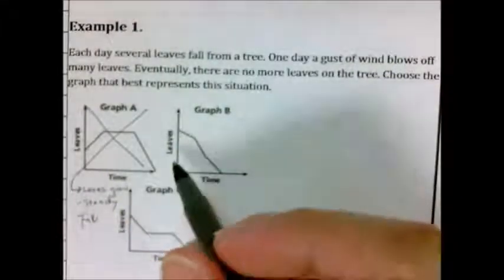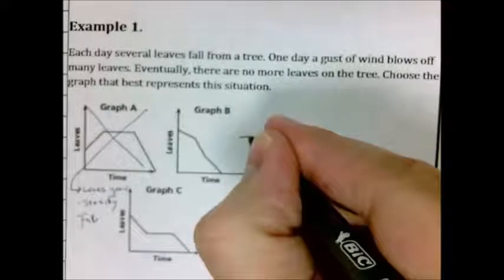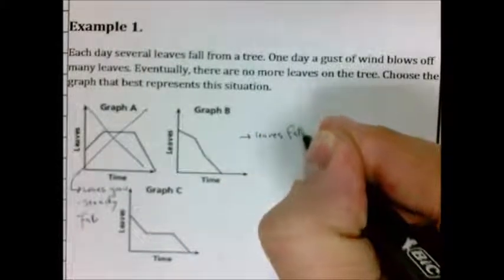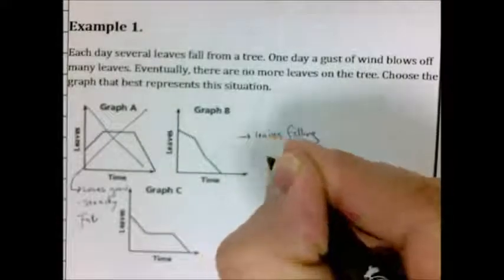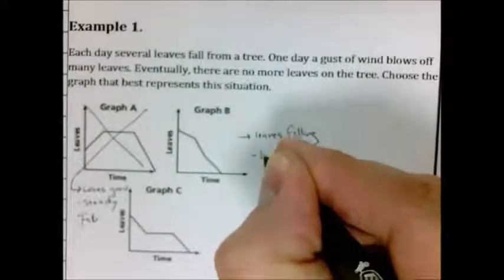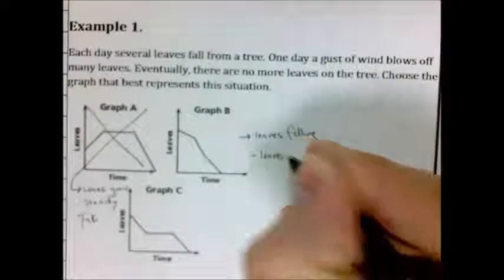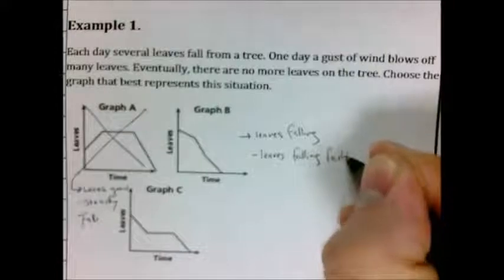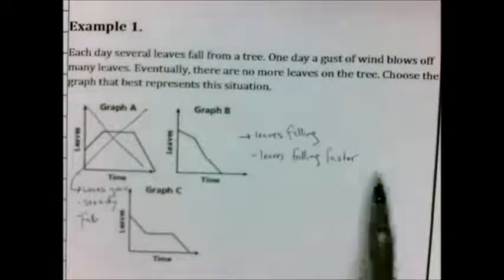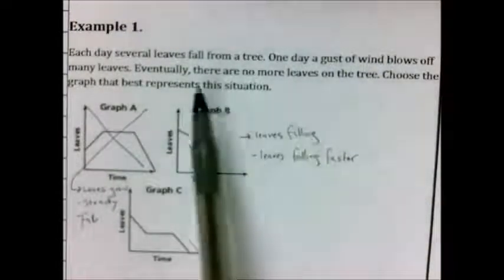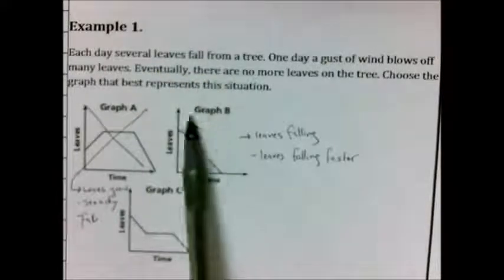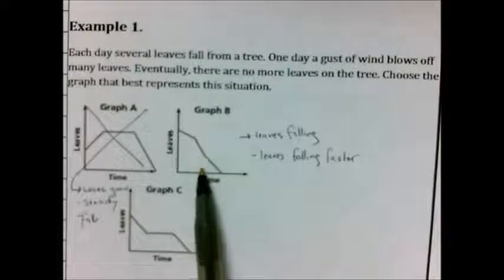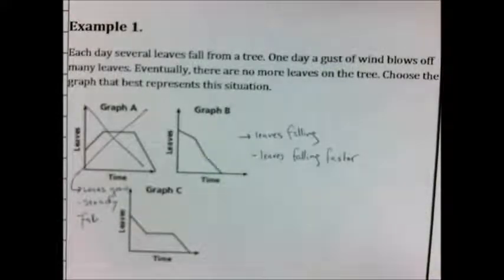Graph B, we see leaves falling over time, and then leaves falling faster. They start falling even faster. That kind of describes our situation. It looks pretty close to our situation where it says each day several leaves fall from a tree. That's kind of how it's going over time. And then one day a gust of wind blows and it really falls, right? That kind of looks familiar.